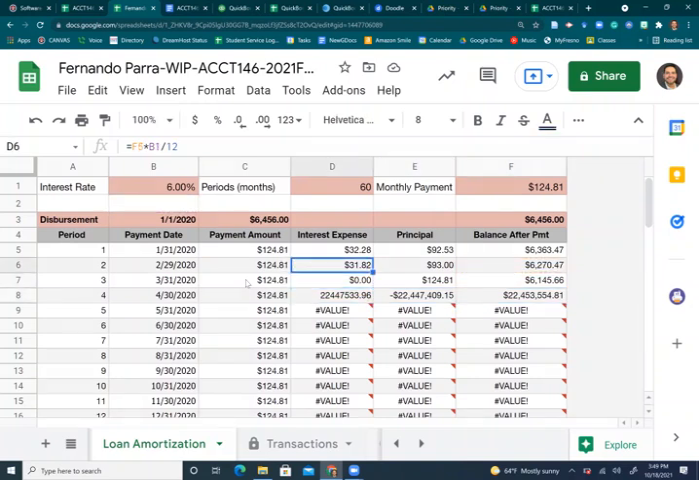Oh. So that needs to be anchored. B1. My bad. My bad.